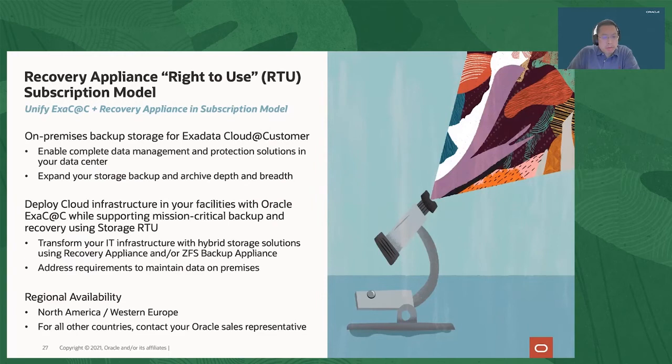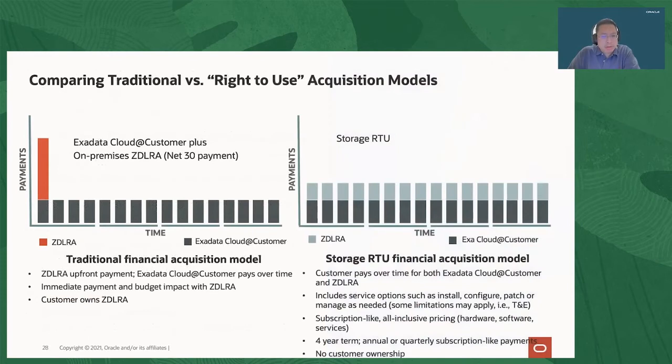We've seen customers ask for a better purchase model to be able to have this also available in a sort of month-to-month payment. That's available in North America and Western Europe. And as I said, you can contact your sales rep for more information.